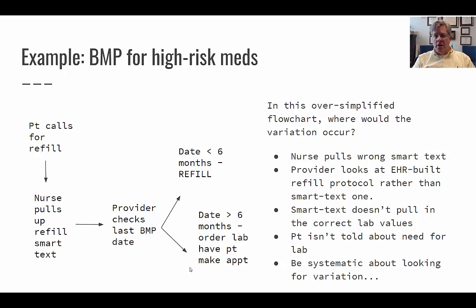Now, where could the variation occur? Well, we can think of a number of things right off the top, right? The nurse could pull the wrong smart text, maybe they were given the wrong information in training, or it's been upgraded since then and they didn't catch it, whatever. The provider could look at a different refill protocol rather than the smart text one, so standardizing the overall process might help. The smart text may not work well, may not pull in the correct lab values. The patient isn't, for some reason, told about the need to go to the lab. The message didn't ultimately get to the patient. So right offhand, we can think of a number of ways that this very simple process can vary.